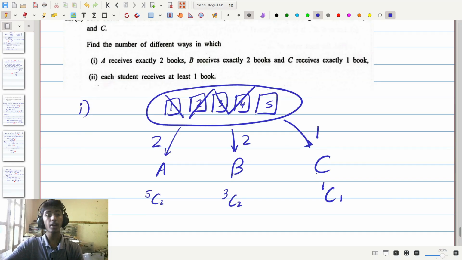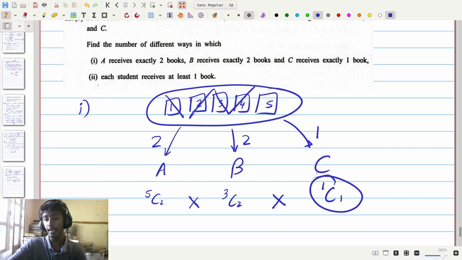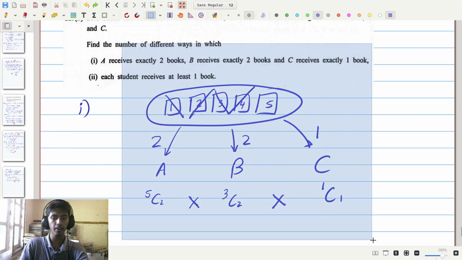We're going to have 5 choose 2 different ways to choose the 2 books to A, and after doing that, when we multiply that by the different number of ways that we have to choose book for B, it's going to be 3 choose 2. We're going to multiply that by the different number of ways that we can choose books for C after doing all of that, which is going to be 1 choose 1, and the product of all of these is going to be our answer. Now we cannot structure our answer like this, of course.